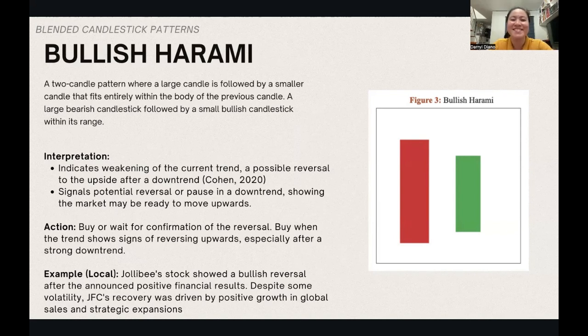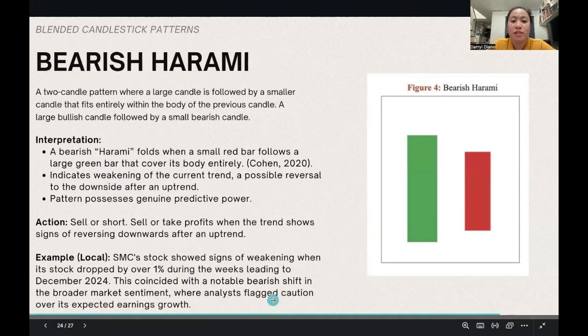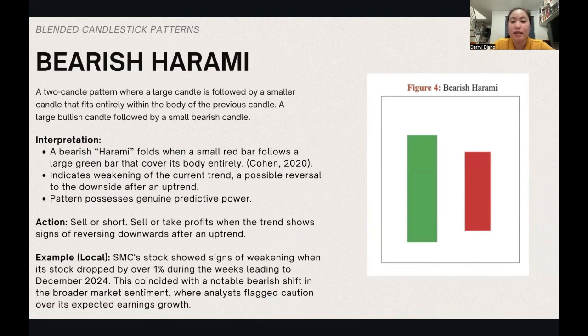So what do you do? You have to buy, or probably wait for a confirmation of the reversal. If you wait, you must buy ASAP when the trend shows signs of reversing upwards, especially after a strong downtrend. We now move forward to bearish harami. It indicates the opposite, so a possible downtrend after an uptrend.